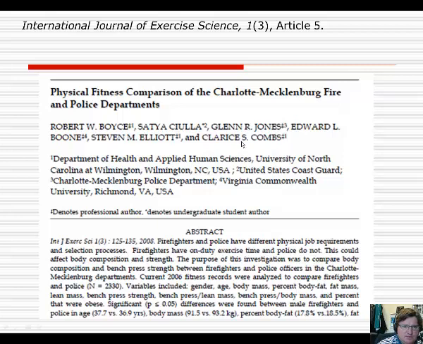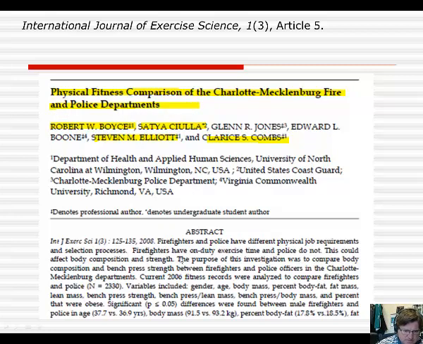Here's one that we published also 3 or 4, actually 5 years ago now. This was actually a student-led paper. I did it. Here's our student, and then myself and Dr. Boyce and Dr. Combs, who many of you know, helped out with this study too. The title was Physical Fitness Comparisons of the Charlotte Meck Fire and Police Departments, and Dr. Boyce has done several of these types of studies since.